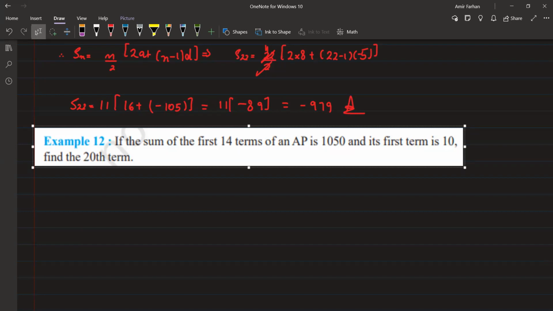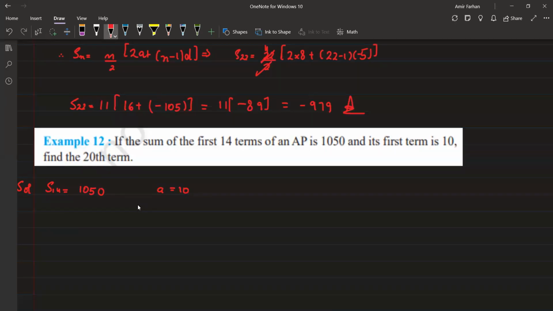So the 20th term is 200. Yes, sir. Okay, correct answer, very good. So let's solve this. The sum of the first 14 terms, S14, is given as 1050, and its first term a is equal to 10. You need to find the 20th term.